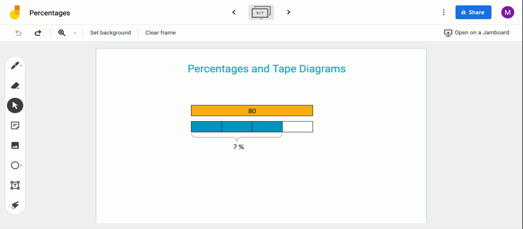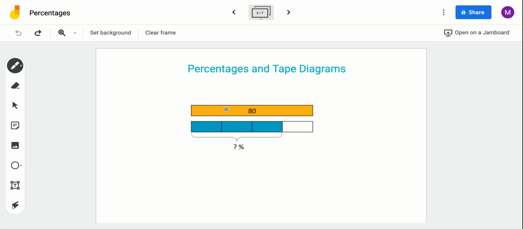Hi, this is Mrs. Cornitz, and we are going to talk some more about percentages. This time we're going to use tape diagrams with percentages. Now, we used tape diagrams with ratios in the past, and what's nice about them is that they help you to visualize what's going on, help you to visualize your thinking.